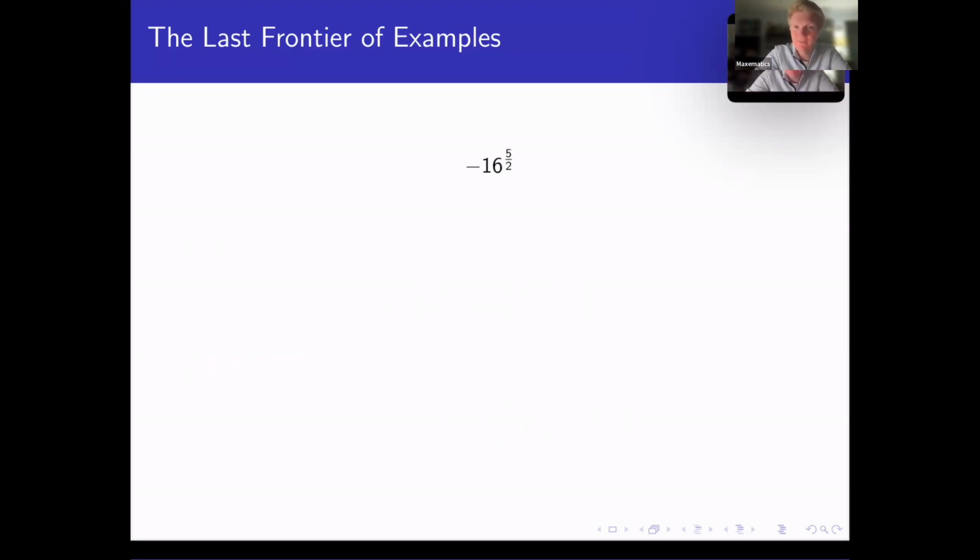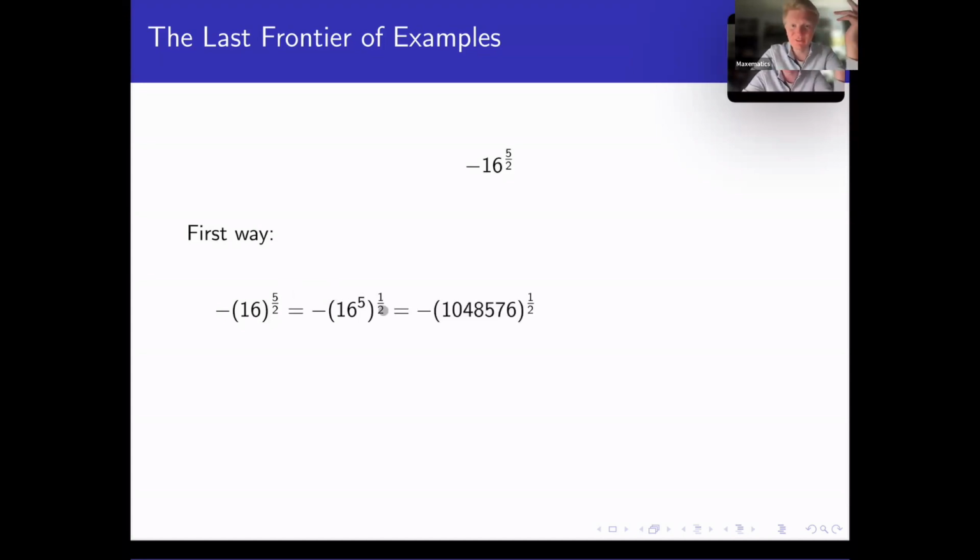Okay, negative 16 to the 5/2. Again, we've talked time and time again about the usage of parentheses. There's no parentheses here. So this is saying just 16 to the 5/2. So again, option 1 says to do the numerator power first, 16 to the 5th, and then to the 1/2. Well, 16 to the 5th is 1,048,576. And then 1/2 power says square root of that number.